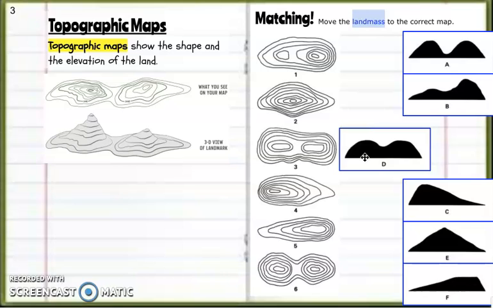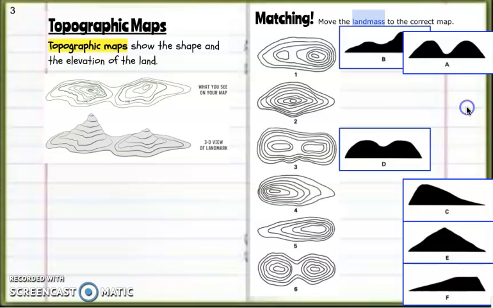Let's look at number 1. I'm looking for two peaks, because if I were floating on top, it looks like I'm going to have two little tops, and it looks like this one's going to be a skinnier top. If I look at all my landmasses, I only have these two, A and B. If I were to float over these, the one that would look closest to number 1 would be B. So I'm going to grab this and drag it over.